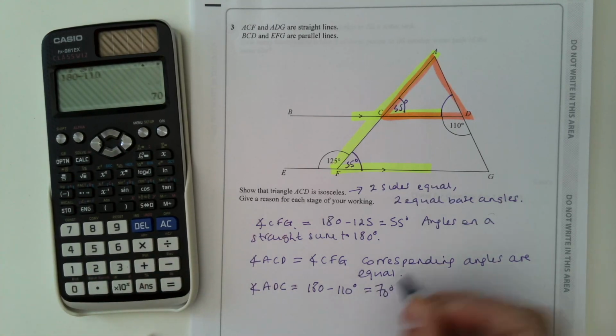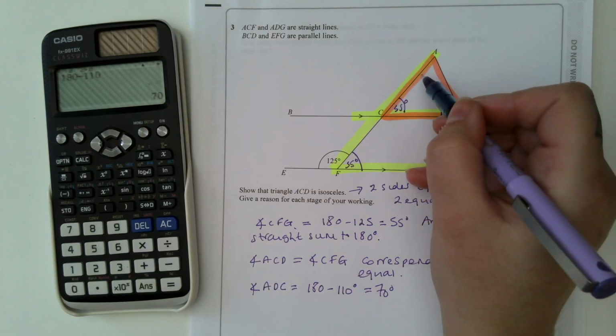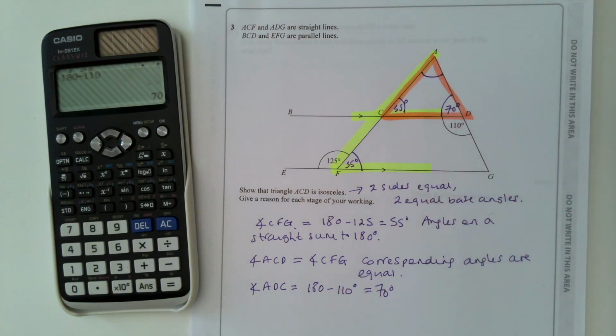Which is 70 degrees. So that tells me that that angle is 70 degrees. The reason for that is angles on a straight line sum to 180. And I've already written it there, so I'm not going to write it again. And then now we're going to find this angle here.